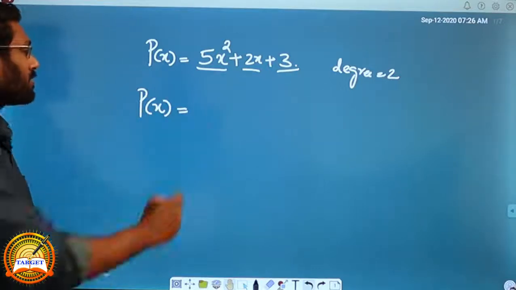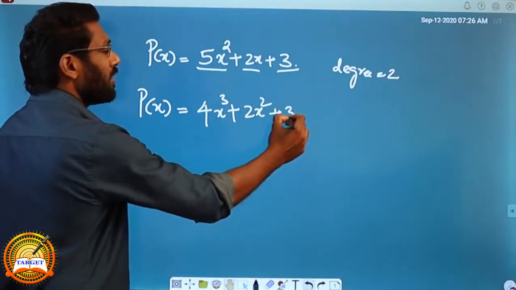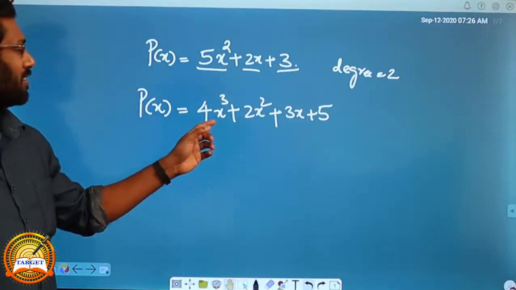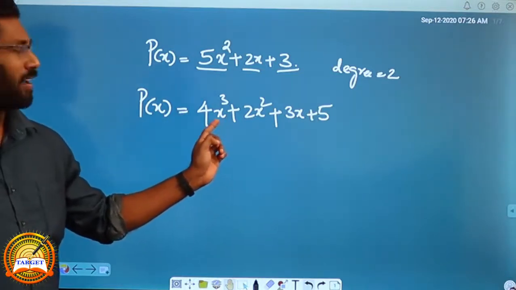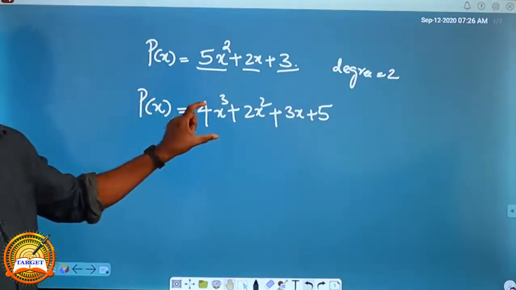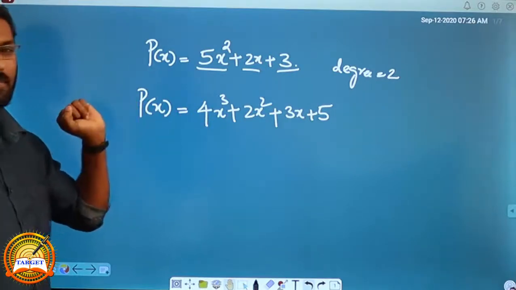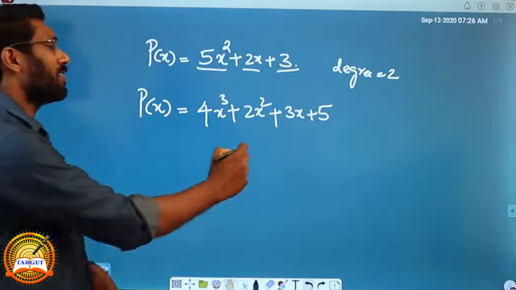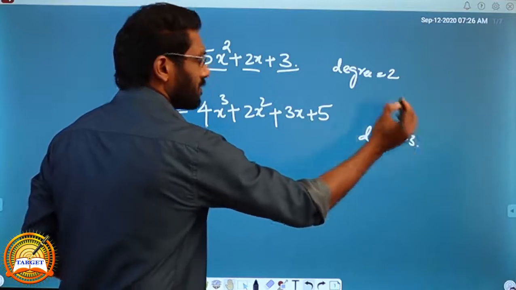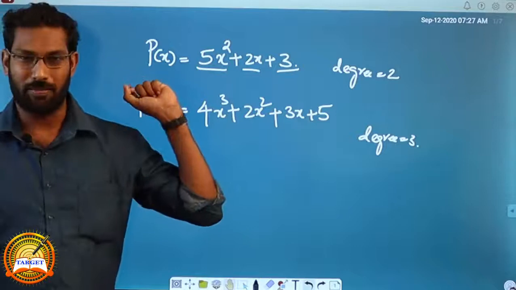So I am giving you another example for a polynomial in x. P of x equals 4x cube plus 2x square plus 3x plus 5. We know that this is already in the form of an x raised to n plus an minus 1 x raised to n minus 1 plus etc. plus a0. Therefore, this is also a polynomial in one variable x. And we can find the highest exponent of this polynomial is 3. Therefore, the degree of the polynomial is 3. So now you understood how we can write a polynomial in one variable.